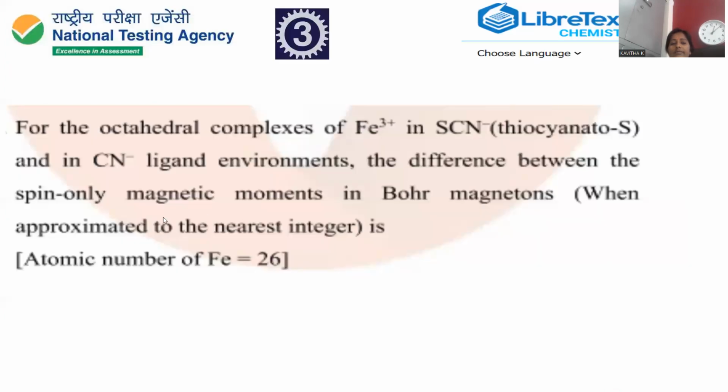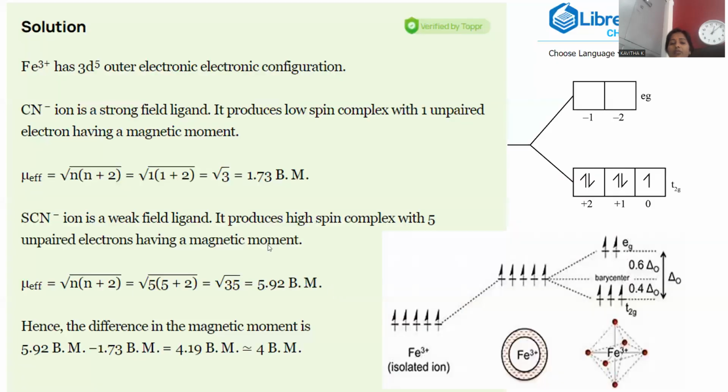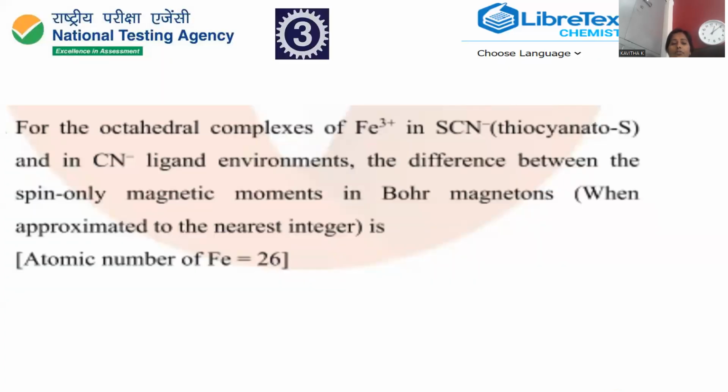But the question asks for the difference between the spin-only magnetic moments. To calculate the difference, take the higher value minus the lower value. Higher is 5.92, lower is 1.73, so the difference is 4.19 Bohr magnetons. When we round it off, it becomes 4 Bohr magnetons. 4 Bohr magnetons is the difference between the spin-only magnetic moment values of the two different complexes made by iron, one with thiocyanate and the other with cyanide. Both are octahedral complexes.